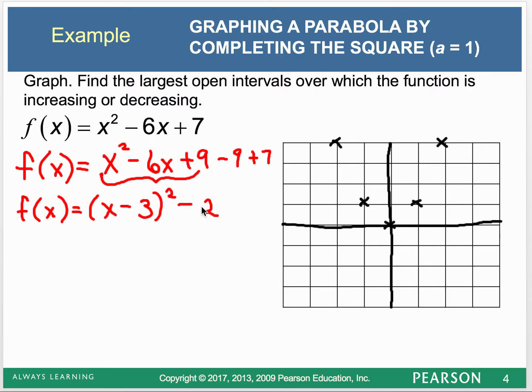Right 3, down 2. So right 3, 1, 2, 3, down 2. Right 3, 1, 2, 3, down 2. 1, 2, 3, down 2. Okay. And 1, 2, 3, down 2. Okay. Then we can draw our parabola in.